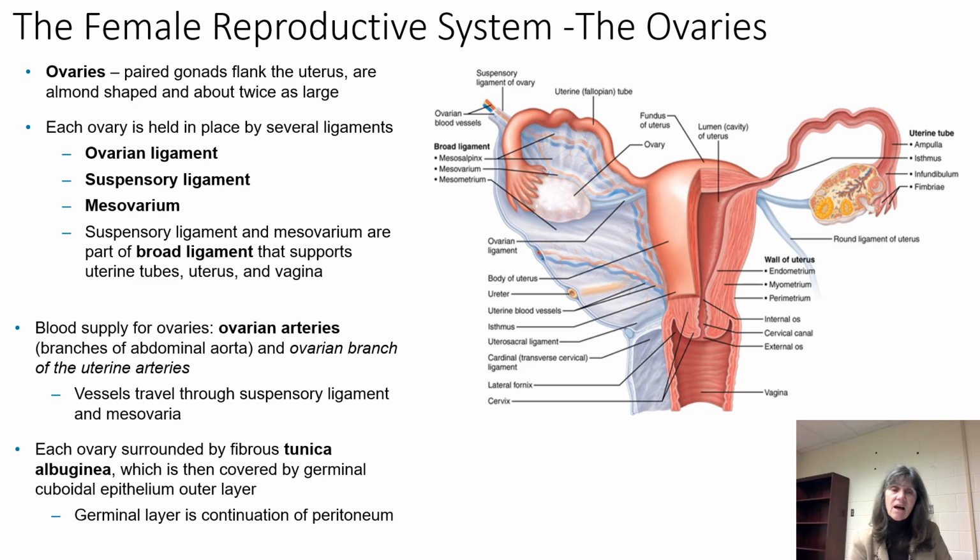Each ovary is also surrounded by a fibrous tunica albuginea, which is then covered by germinal cuboidal epithelium, which forms an outer layer. The germinal layer is a continuation of the peritoneum. So that means that the eggs are produced on the outside of the ovary, and when the ovum is ovulated and comes off of the surface of the ovary, it's going to travel next into the uterine tubes or fallopian tubes. So we're going to take a closer look at that as well.